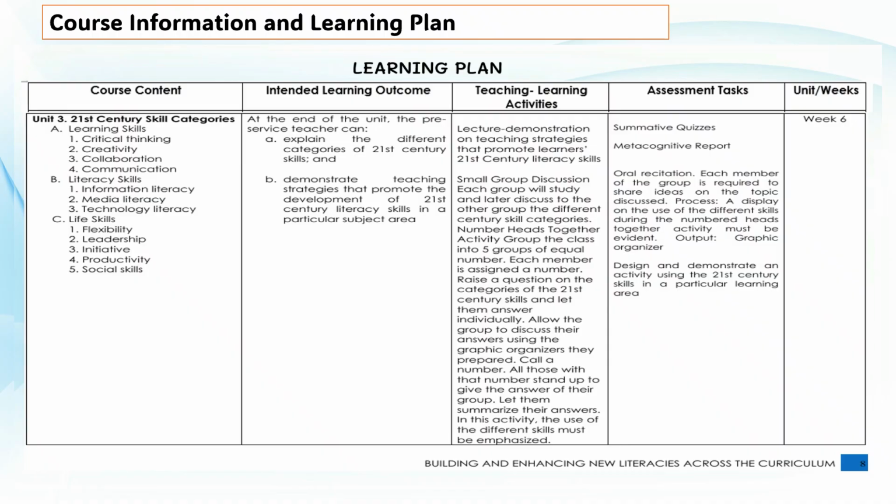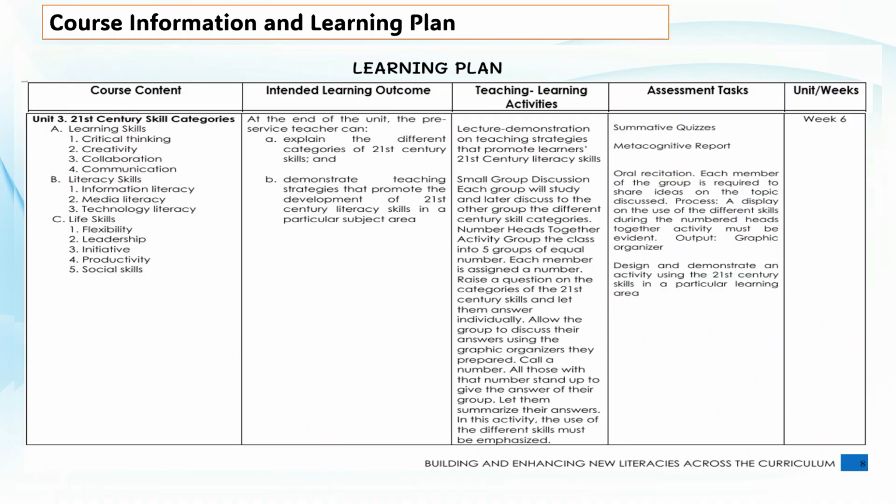Part A, Learning Skills. The first category is learning skills, which include critical thinking, creativity, collaboration, communication. Activity. We will begin with a lecture demonstration on teaching strategies that promote learners' 21st century literacy skills. Output. You will prepare a graphic organizer that illustrates the use of these learning skills in classroom contexts. Assessment and evaluation. Your organizers will be evaluated based on clarity, accuracy, and creativity.